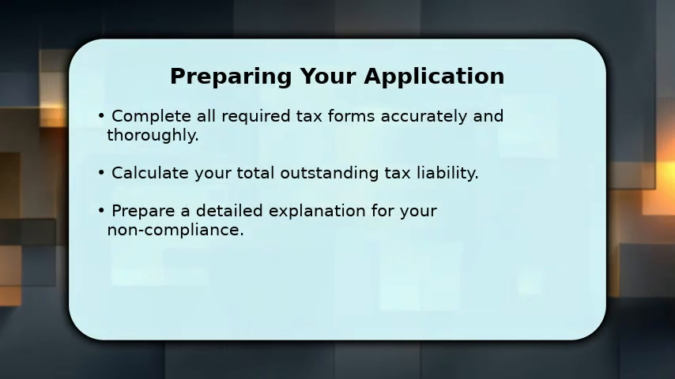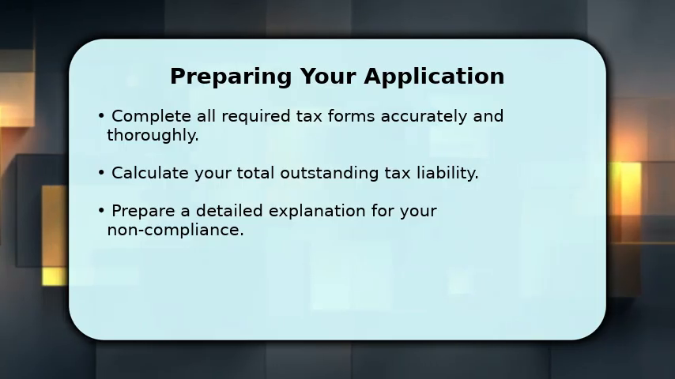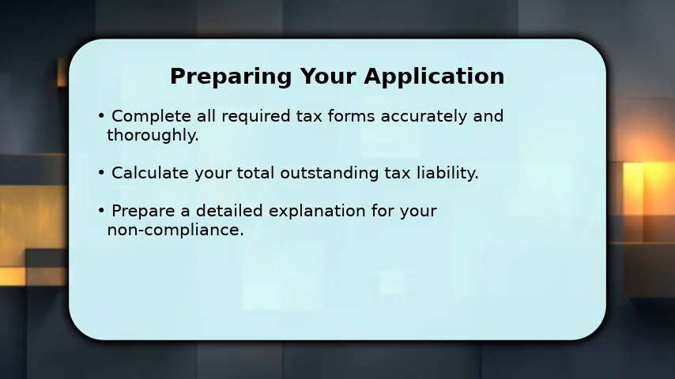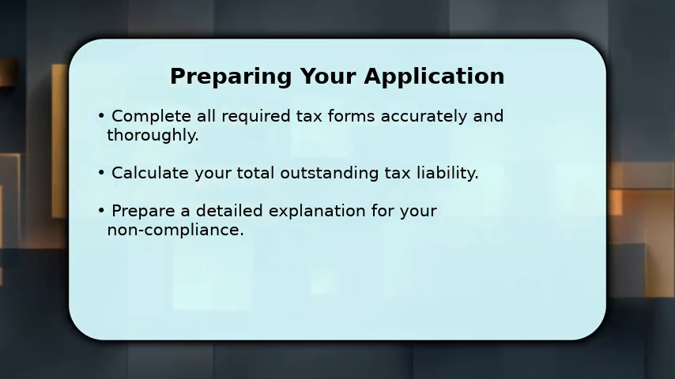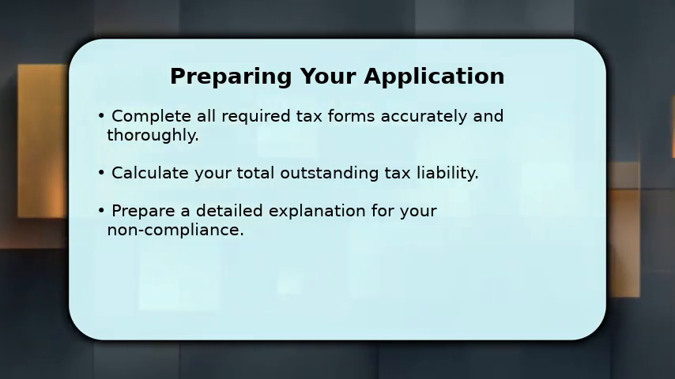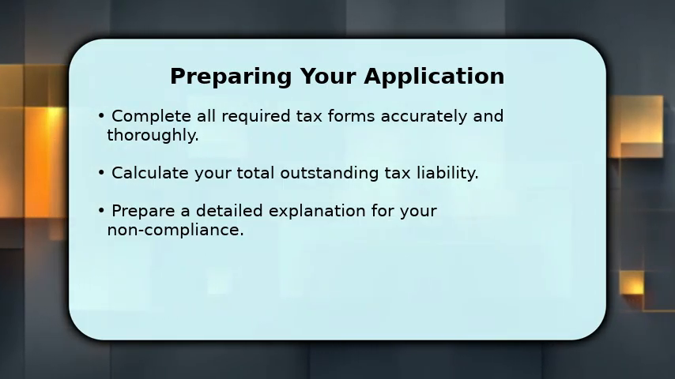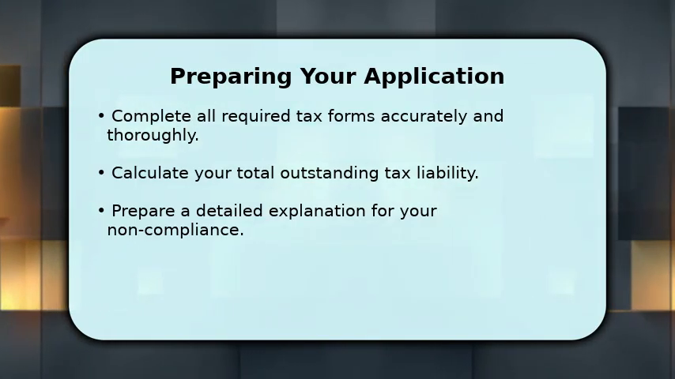Once you've confirmed your eligibility, the next step is meticulous preparation. This involves accurately completing all required tax forms, which can be complex. You'll also need to calculate your total outstanding tax liability, including any interest. A clear, concise explanation for your previous noncompliance is also essential for a successful application. Take your time with these details.